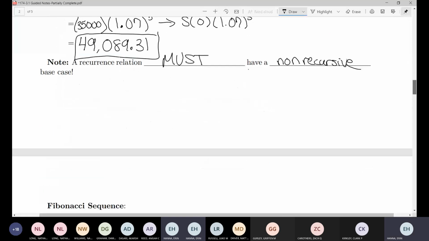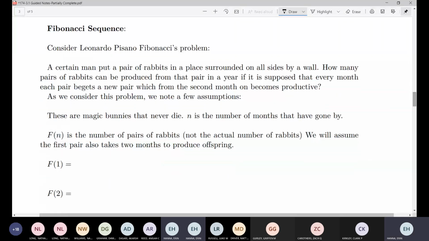Let's look at the Fibonacci sequence. Sequence very near and dear to my heart. So, Leonardo Pisano, I never knew his middle name, Fibonacci, kind of had this problem that he was thinking about, where you got some rabbits, and you put them in a little pen so they can't get out.